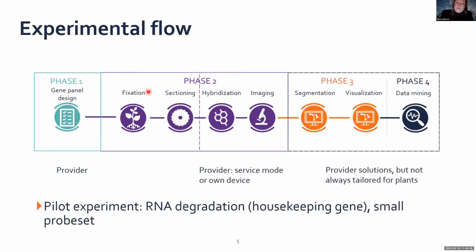In the next step, you will prepare your tissue type, and that then will be hybridized with the probes. And so the section, fixation and sectioning we always did in-house, but the hybridization and the imaging we always did in a service mode. However, if you buy your own device, this is also something you could do in-house. And then there is part on downstream analysis, which I call here segmentation, visualization, and data mining.